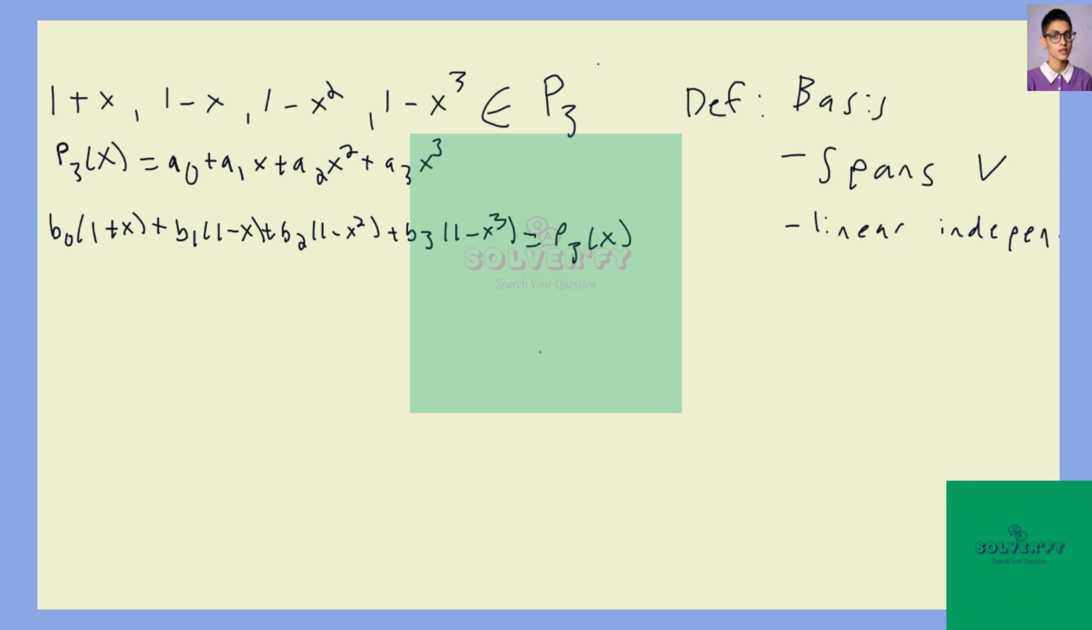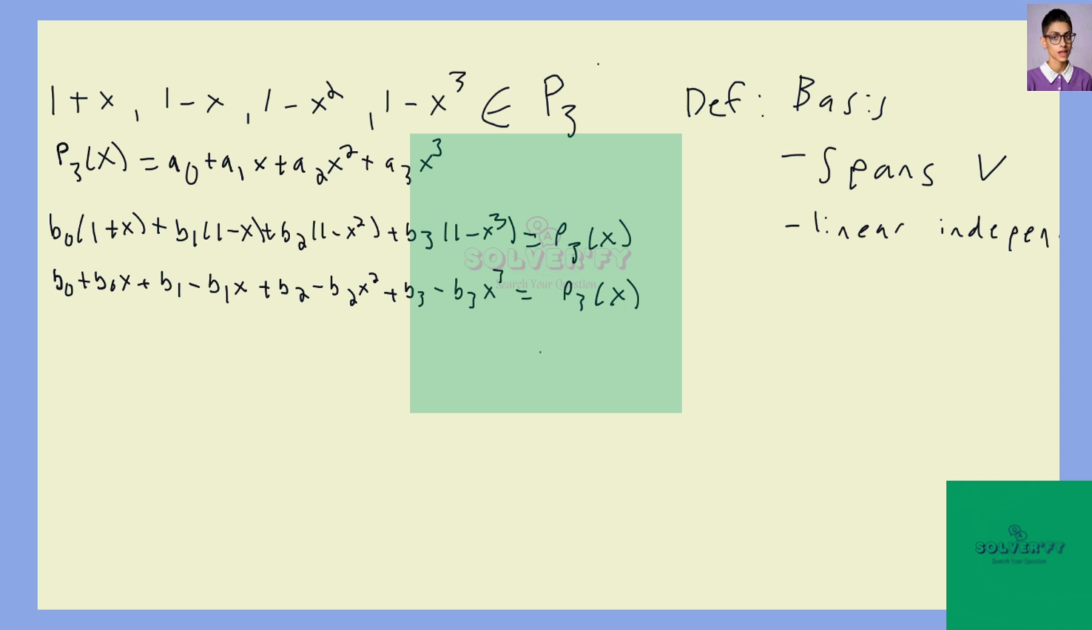And so let's expand this out and then collect our terms by degree. So we get b0 plus b0x plus b1 minus b1x plus b2 minus b2x squared plus b3 minus b3x cubed, and this should equal our arbitrarily selected p3. And mind you, these are arbitrary constants, so these a_i could be anything. And that's precisely what makes it an arbitrary vector.